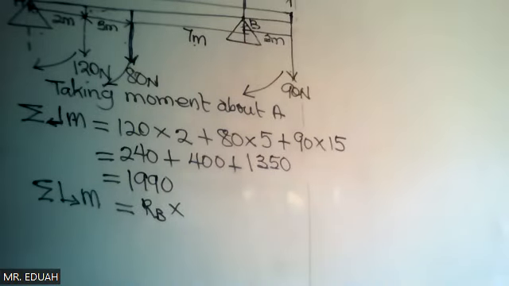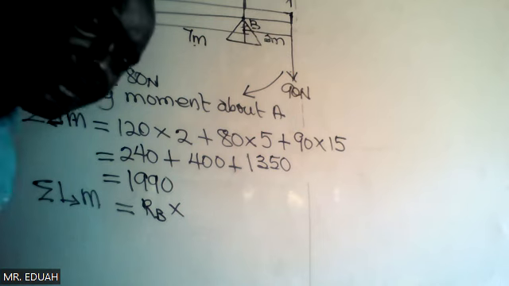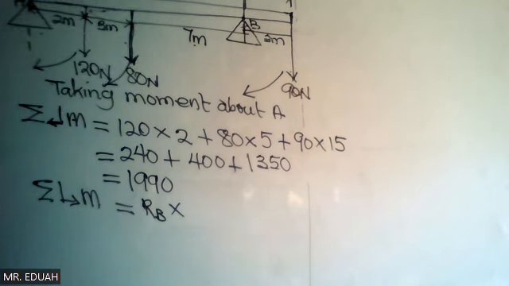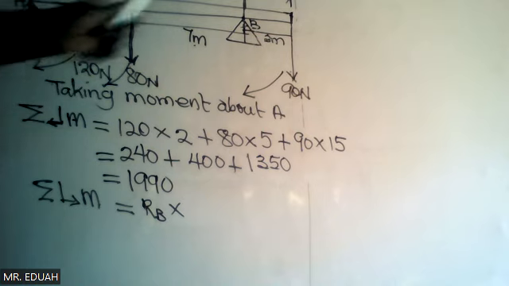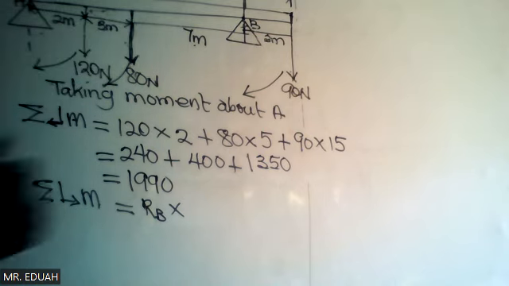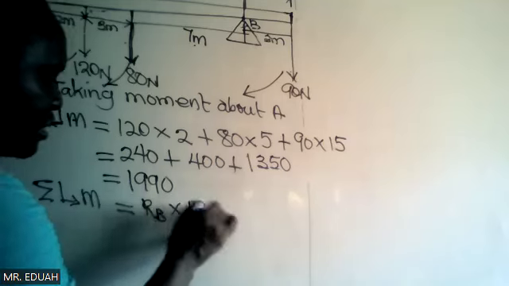Yes, what's the perpendicular distance? Lizzie, Adoma, Priscilla, help me. Leon, what's the perpendicular distance here? RB, so 12. This is 12.